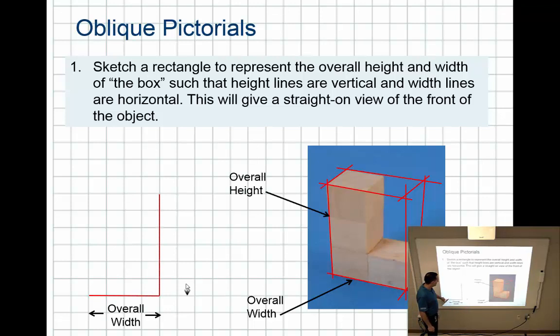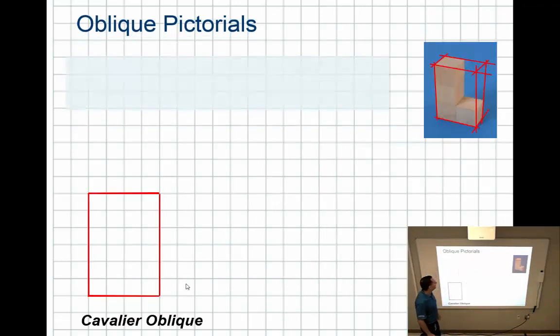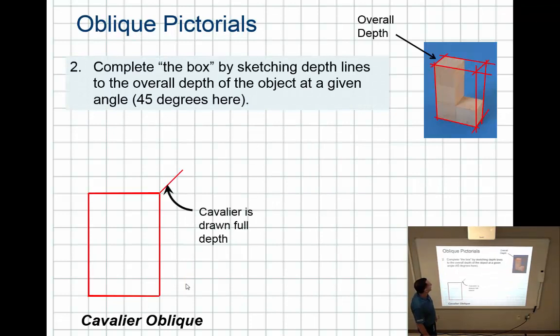The red lines that I'm showing here are called construction lines. Construction lines are drawn very, very lightly. They're not part of the final drawing, they're just what I use to create the final drawing. So if I had to erase this, I would want it to be light enough that I could do that. Complete the box by sketching depth lines to the overall depth of the object. So in this case, our depth is 1, as I'm showing here.